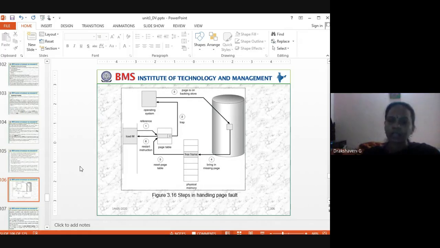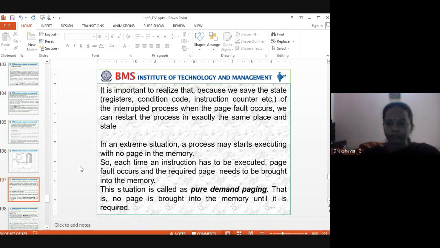So you can see in this diagram the steps in handling the page fault: the operating system, the load instruction, the reference, and the page being on the backing store or in a free frame. This is the explanation of the steps in handling a page fault. If the page is not available in memory and you are trying to access it, then a problem occurs. That is what is called a page fault.